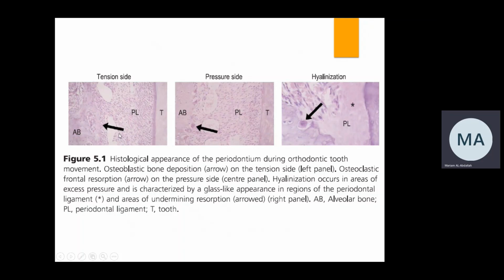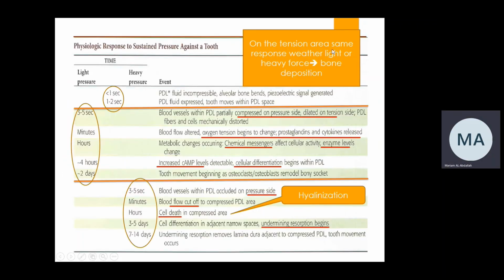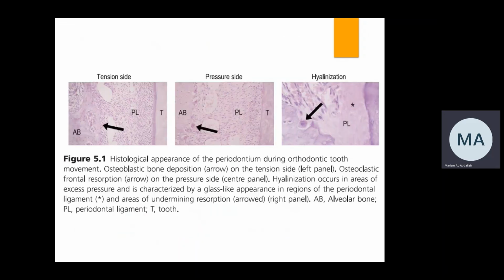This slide here shows you the tension area, and in the tension area you will start to have osteoblast activation and new bone formation on this side. Now the tension side is the same whether you applied heavy force or light force, okay? So you can see here, on the tension area, the same response will happen. It doesn't matter if you use light force or heavy force. You will have dilation of the blood vessels, and activation of osteoblasts and then bone formation, bone deposition. Okay, but the pressure area response is different according to the amount of force that you applied.